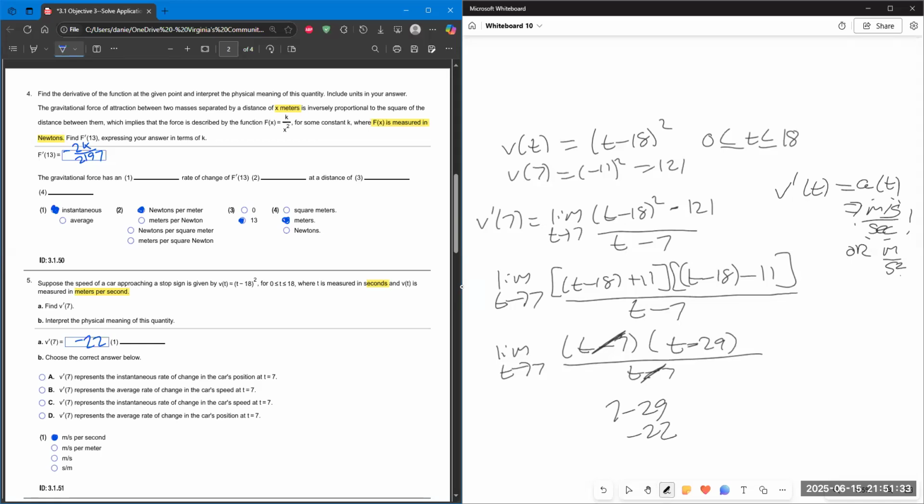And then v prime of 7 represents the instantaneous rate of change in the car's speed at t equals 7 seconds. So that is C.